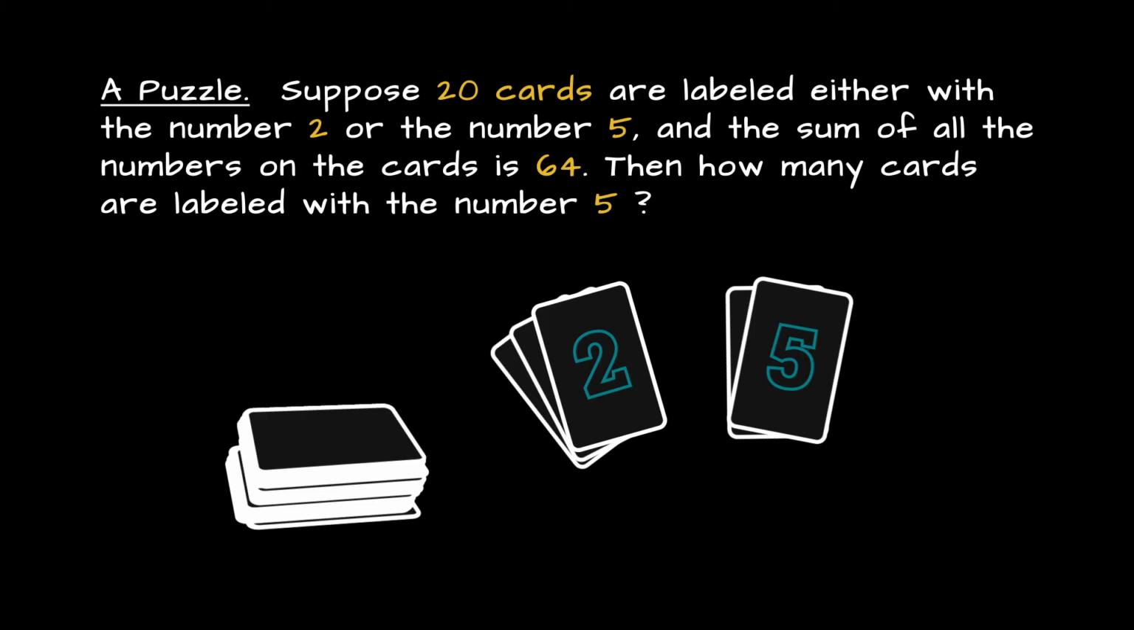At first glance, it might not be clear how to solve this puzzle. In fact, it's not even obvious that this puzzle has a solution, or if it does, that solution is unique. But one way that we can make progress is by giving names to the things that are unknown to us. And here, there are really two unknowns. One of them is the number of cards labeled with the number 2. Let's call that x. And the other unknown, the one that we're being asked to find, is the number of cards labeled with the number 5. Let's call that y.